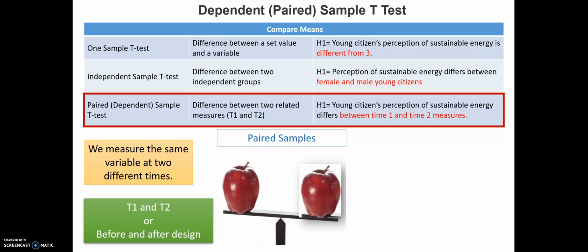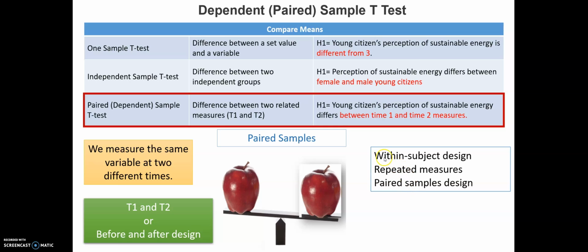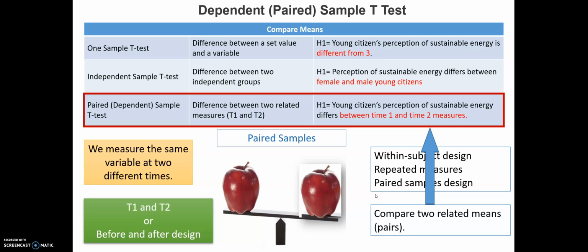For that reason, there is only one dependent variable in the paired sample t-test, but we measure this same variable at two different times. In the literature, we can also see concepts such as within subject design, repeated measures, or paired sample design. All these concepts refer to the paired sample t-test. So to sum up, with the paired sample t-test, we try to compare two related means or pairs.